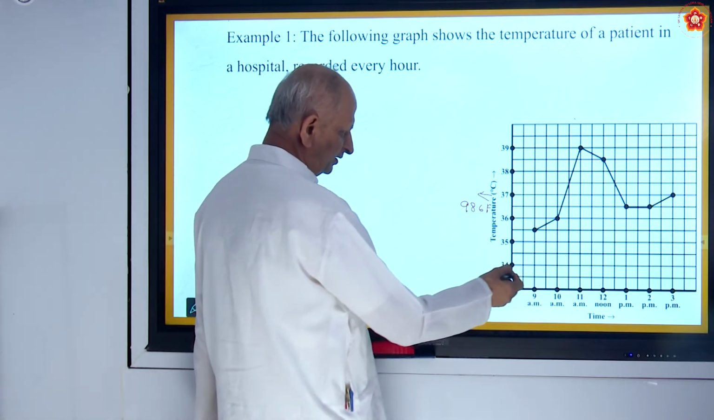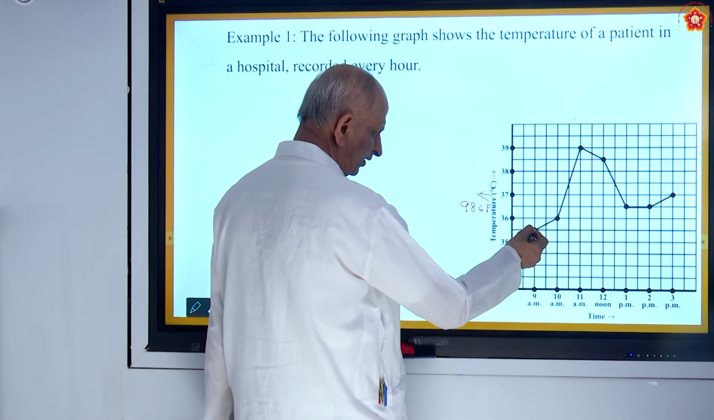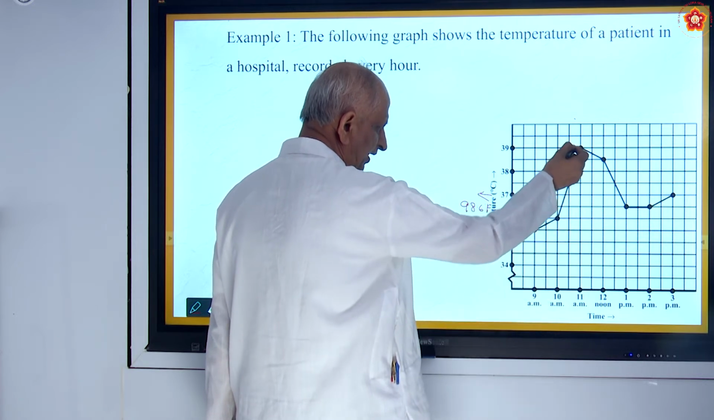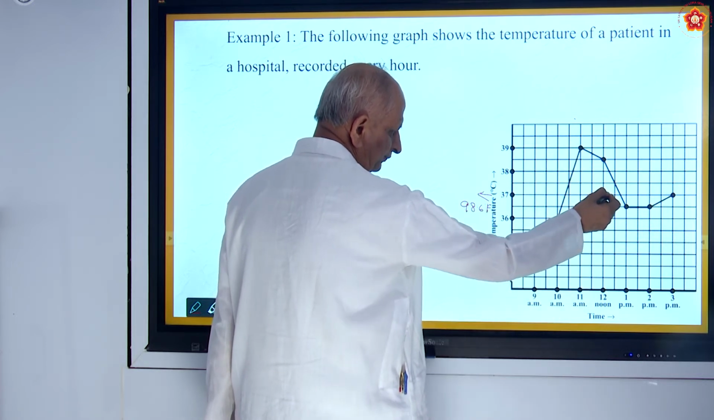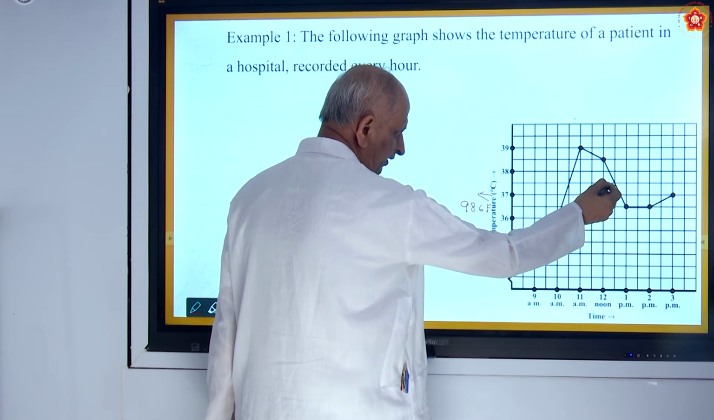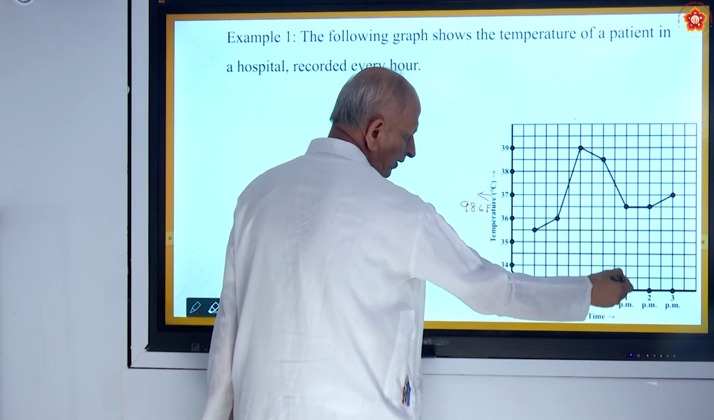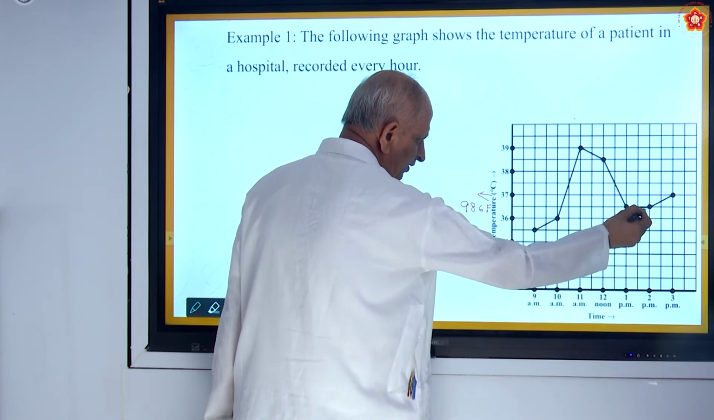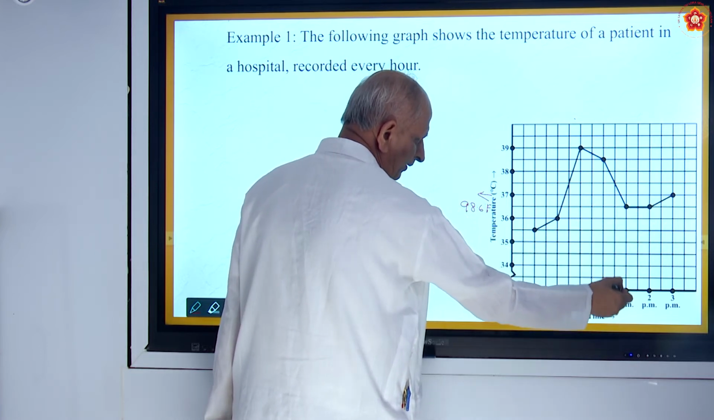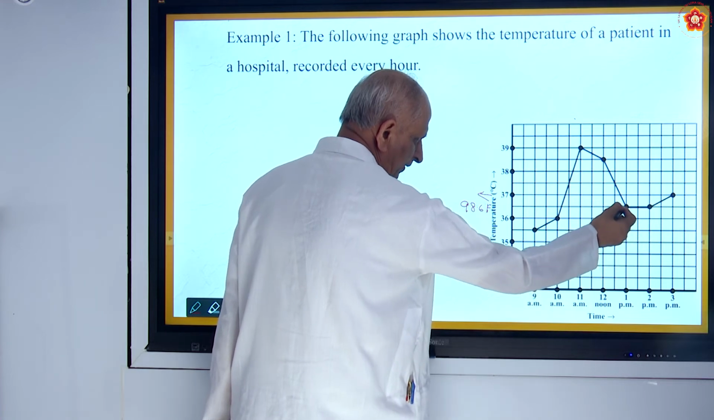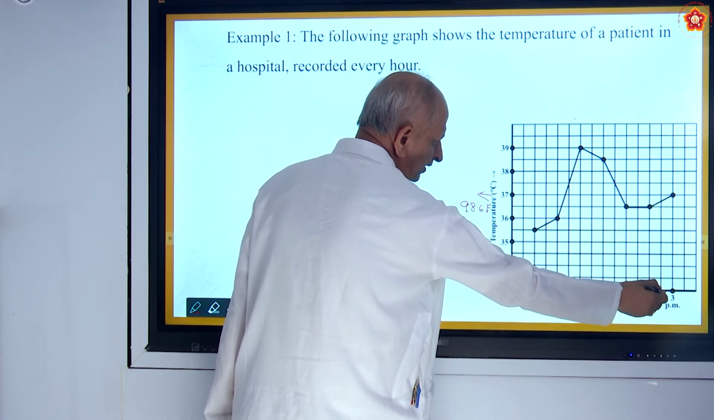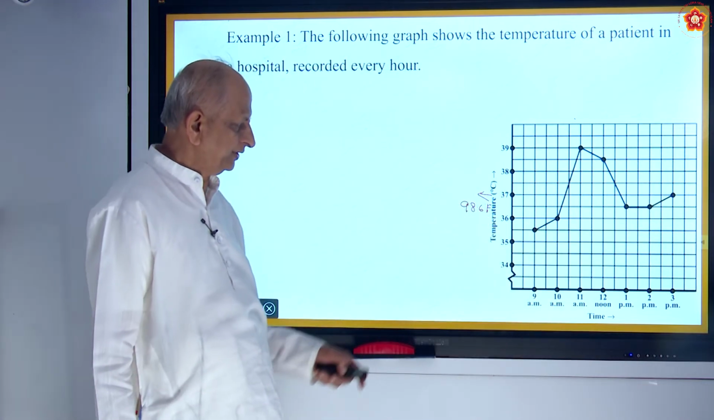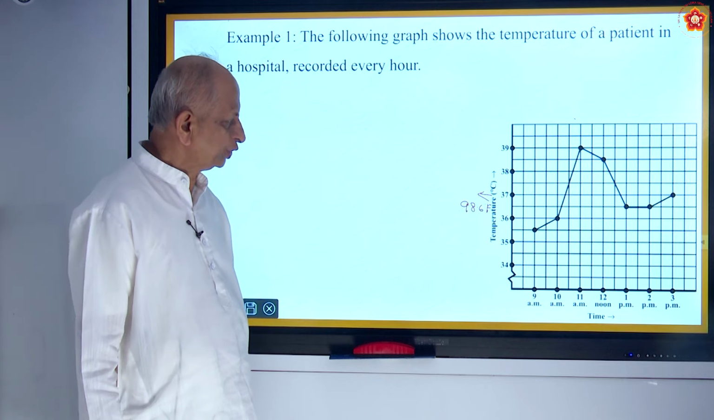It was recorded that at 9 a.m. it is about 35.5, at 10 a.m. 36, at 11 a.m. 39, at 12 p.m. 37.5, and at 1 p.m. 36.5, at 2 p.m. 36.5, and at 3 p.m. it is 37. Like that, in a day, these are the different temperatures shown.